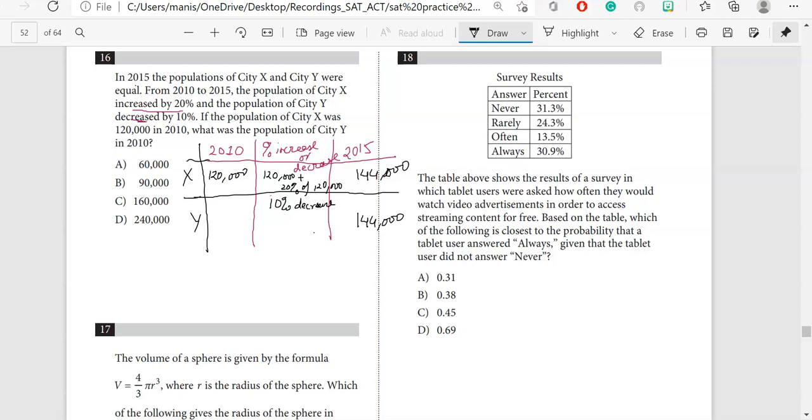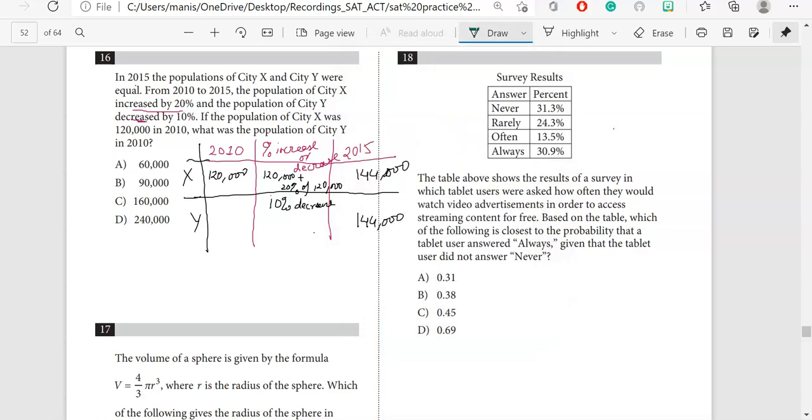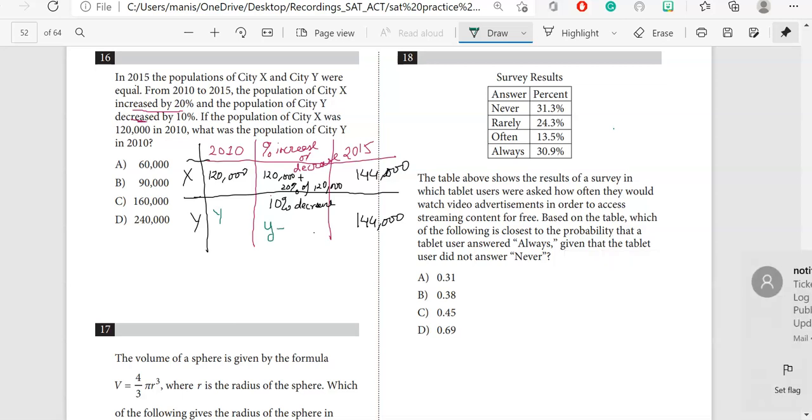Okay, so 10% decrease over here. What we can do is, it is telling us that... okay, at this place it becomes a little bit confusing. So just to make it easy, let's assume that the population in 2008 was Y. Now what it says over here, decrease means what? Y minus what? 10% of Y.